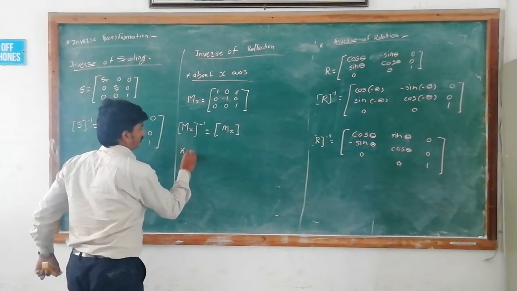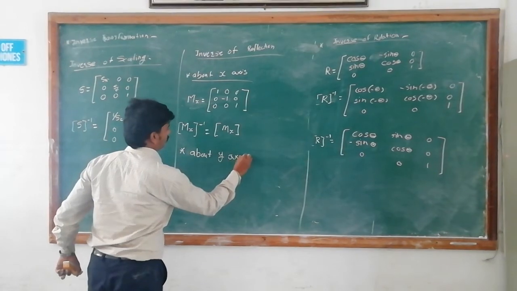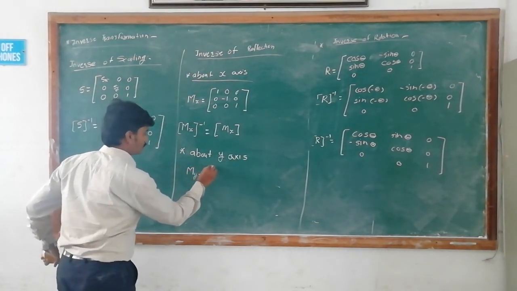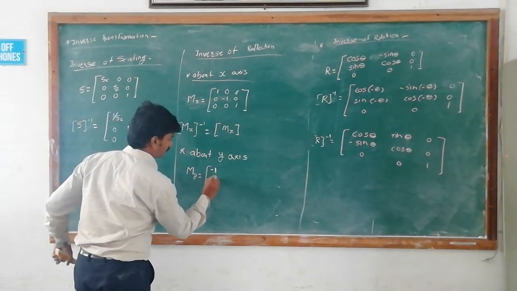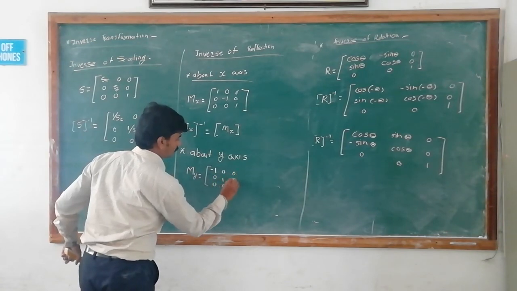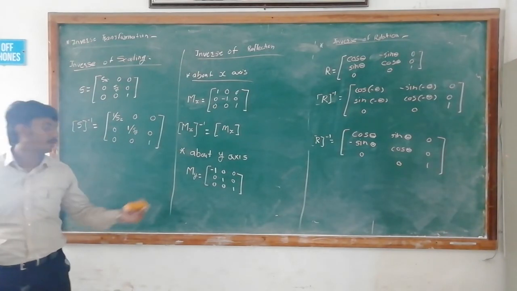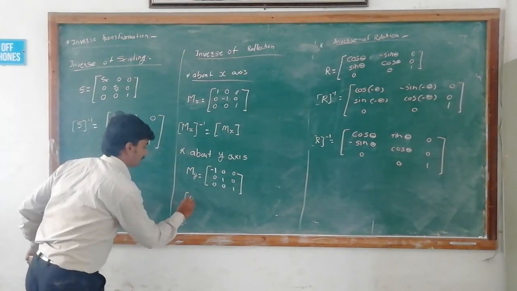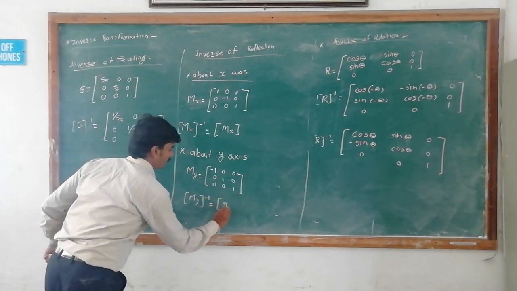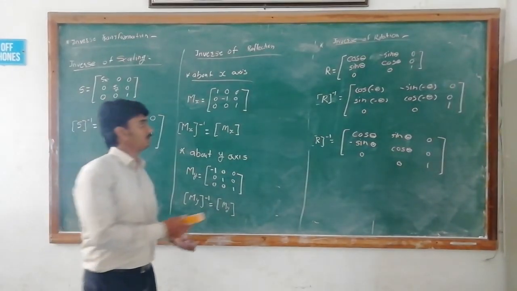Now about the y-axis, My has a value of minus 1 0 0, 0 1 0, 0 0 1. So this is the value of the reflection matrix about the y-axis, and its inverse is also the same. The inverse of this matrix is equal to its own value. That is the inverse about the y-axis.